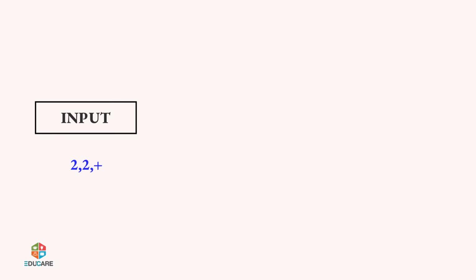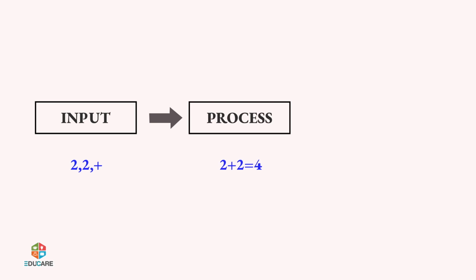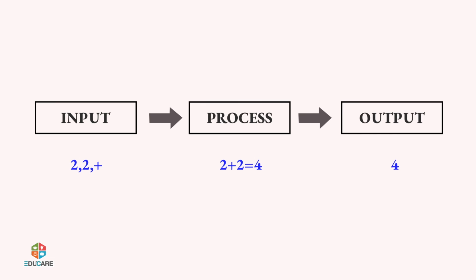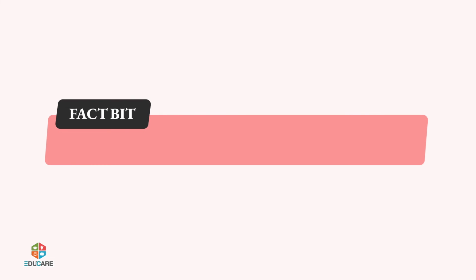Input 2 plus 2. Process 2 plus 2 is equal to 4. Output 4. Fact bit. A robot is a machine which is controlled by the computer.